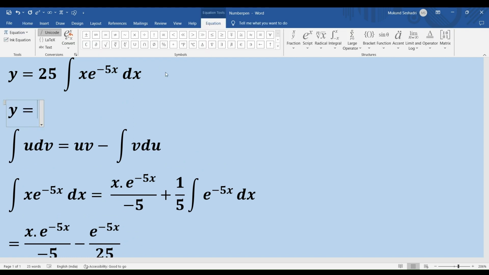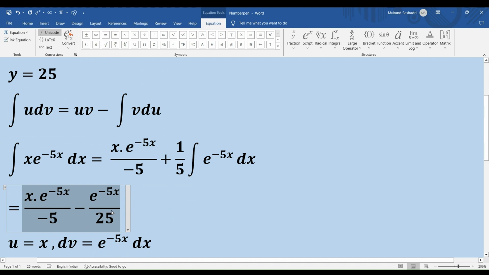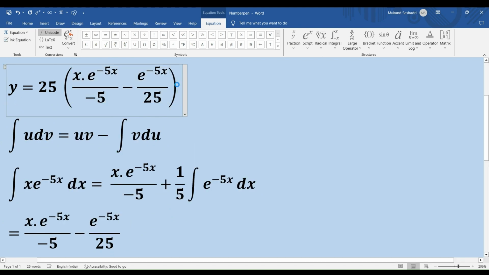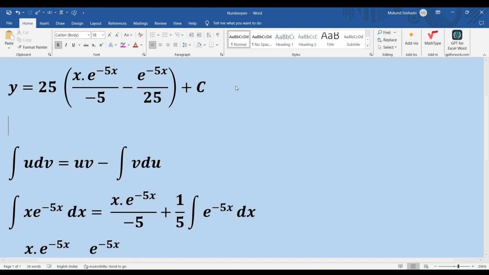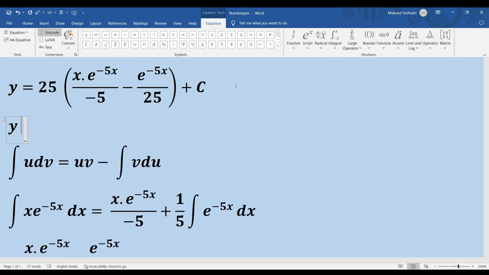So my y becomes equal to 25 into integral of x into e to the power minus 5x dx is what we solved just now, right? Plus c. I have my constant now. I go to the next line. I know that I can do a little more of simplification. My first part of the expression has got a 25 in the numerator and a minus 5 in the denominator. So I can write it as minus 5 times x into e to the power minus 5x.